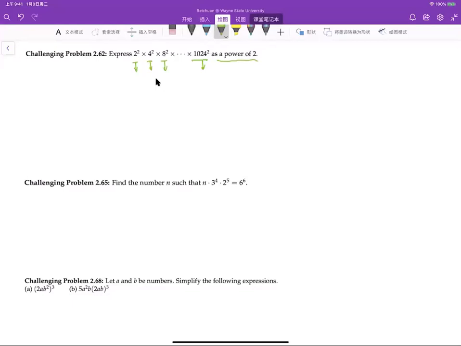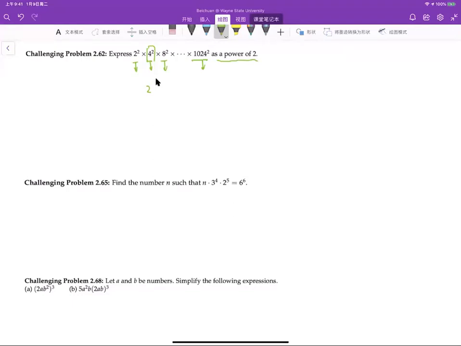Can you tell me, can you say it one by one? So how do you rewrite, for example, 4 squared? So what is that? 2 times 2 squared equals 2 times 2, and then squared. So 2 times 2 squared, that's equal to 2. What's the exponent?